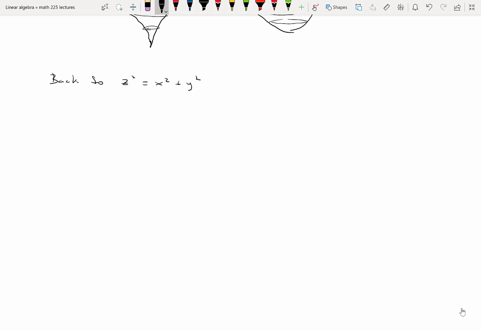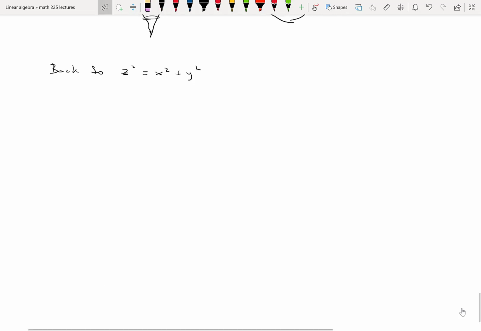Let's take a look at what happens when I intersect the surface with the plane z equals 1. In fancier terms, let's look at the trace of this surface in the plane z equals 1. Z equals 1 is a horizontal plane. So how do you do that? You substitute z equals 1 into the equation. You get 1 squared equals x squared plus y squared.